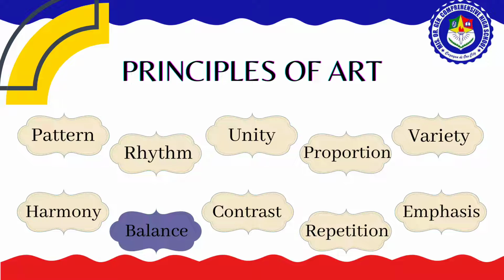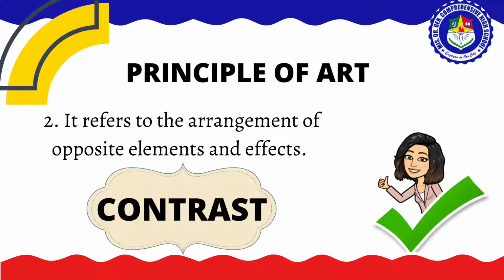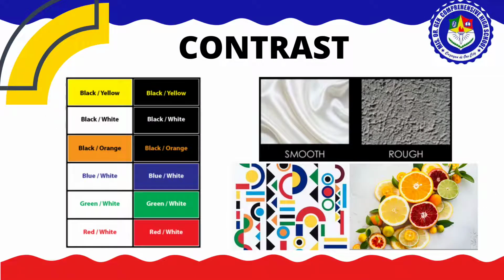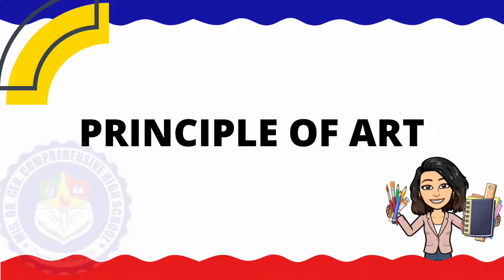The answer is contrast. Contrast is a way of combining elements to stress the differences between those elements. For example, light and dark colors, smooth and rough textures, large and small shapes.